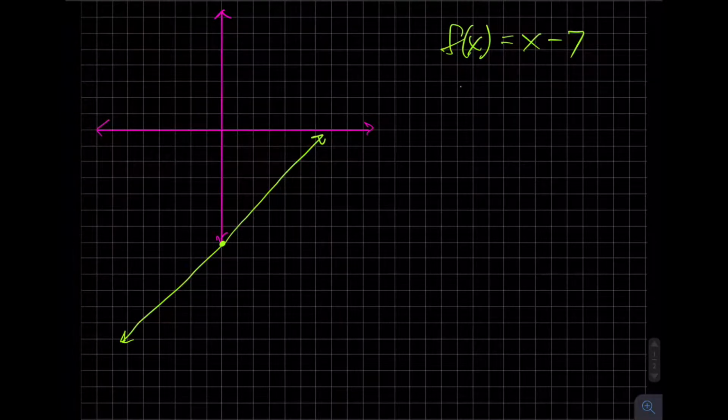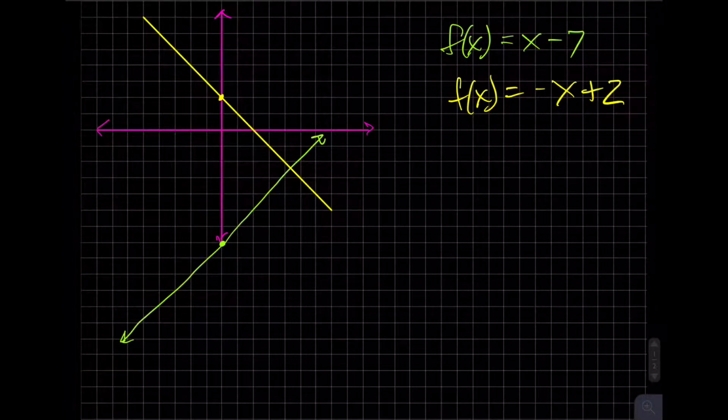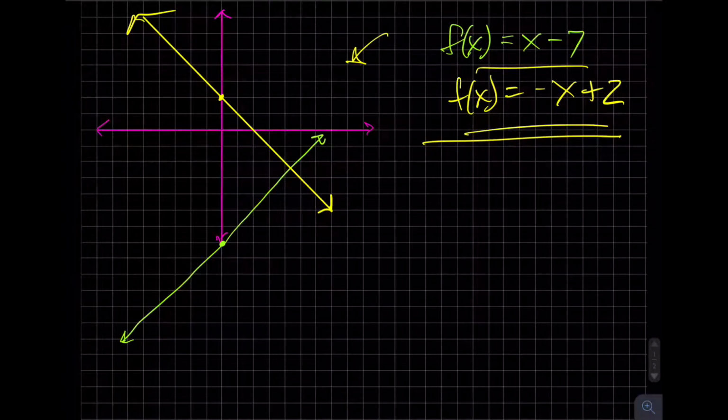But what if I had a second function, for instance, f of x equals negative x plus 2. Let's make it a different color, let's go yellow. And so that function looks like this. And so that's f of x equals negative x plus 2. So there are two functions on this Cartesian coordinate system, making a graph of this green and this yellow function. But so what is a piecewise function?